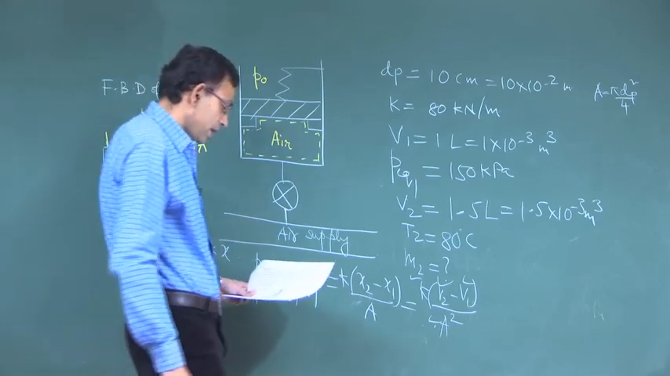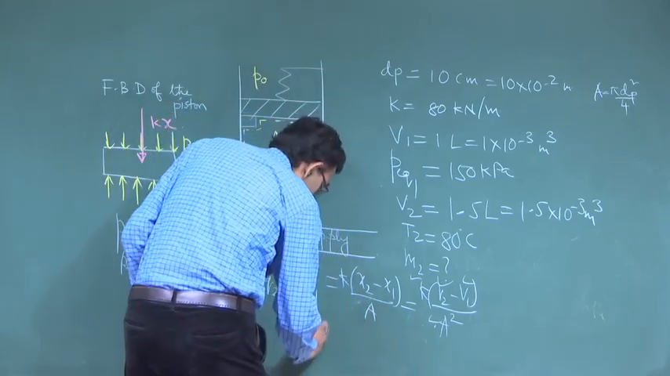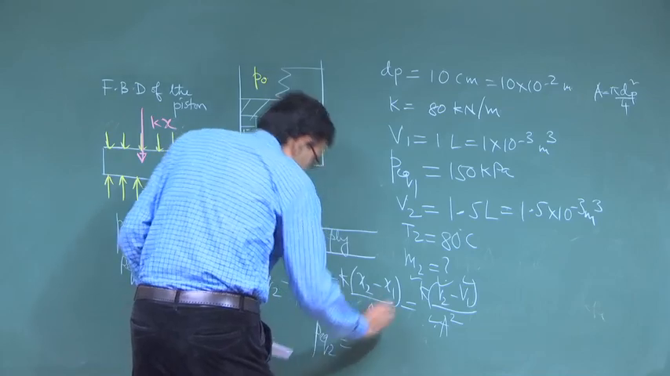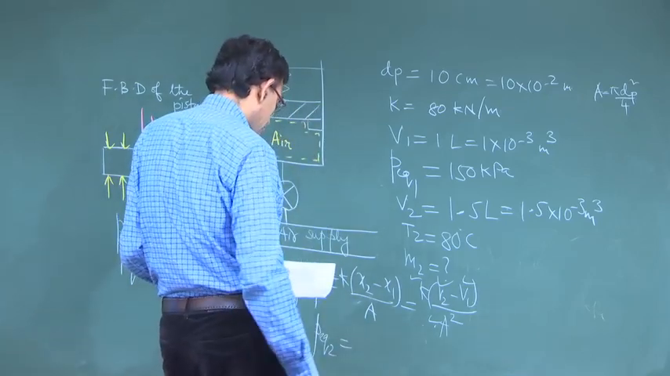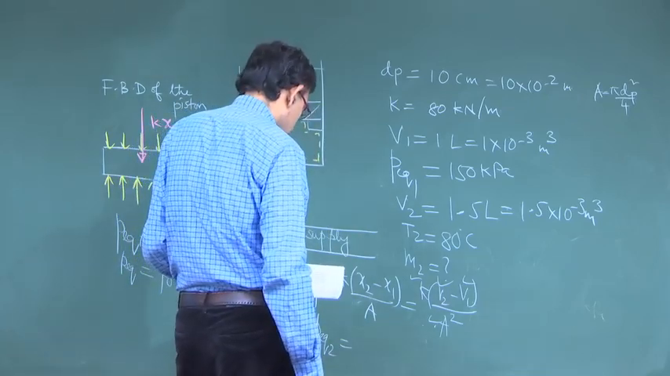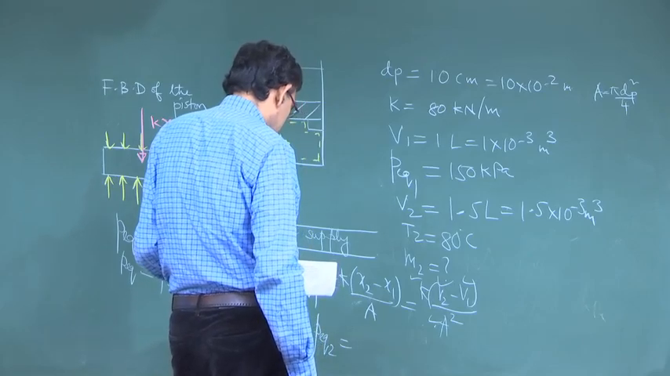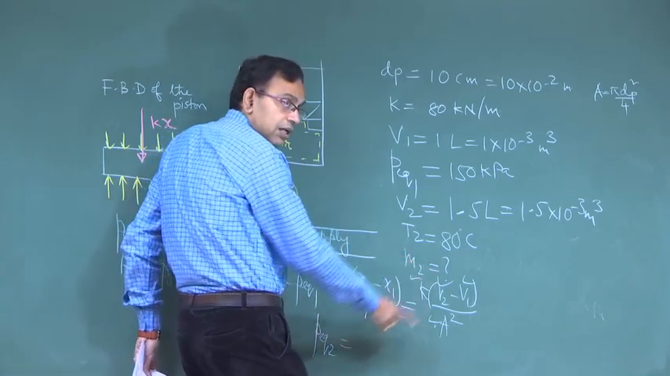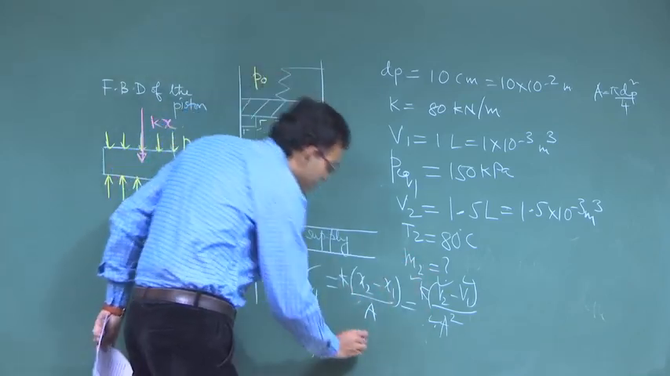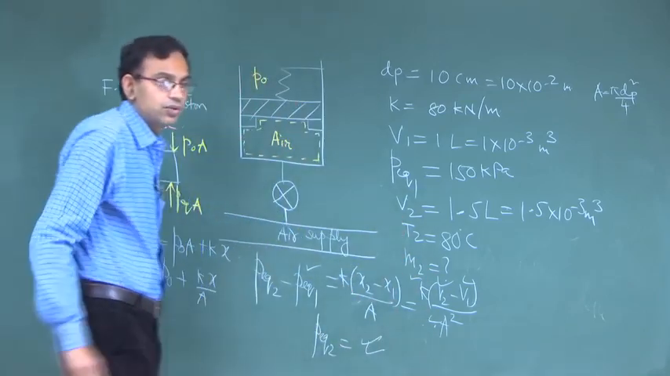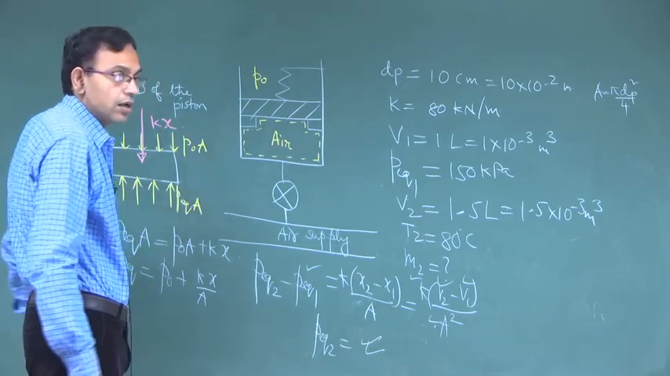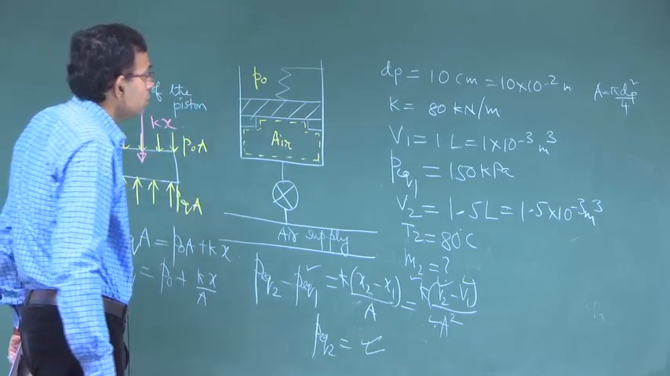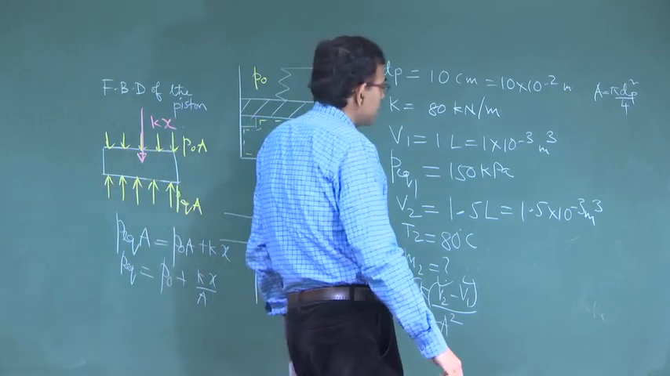So P equilibrium 2 is equal to some value. I do not have the value with me exactly, but you can substitute all these. So P equilibrium 2 value is known. Sir, why did you consider the weight of the piston? So the weight of the piston here is not given.